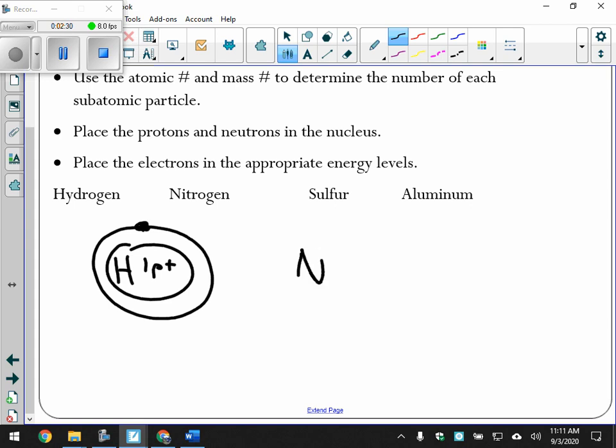Nitrogen. It's a little chilly in here. I will try and fix that eventually here. I'm not sure why that's on.